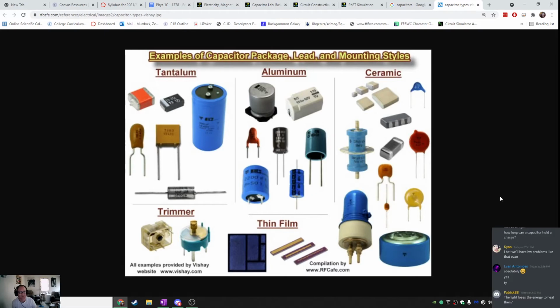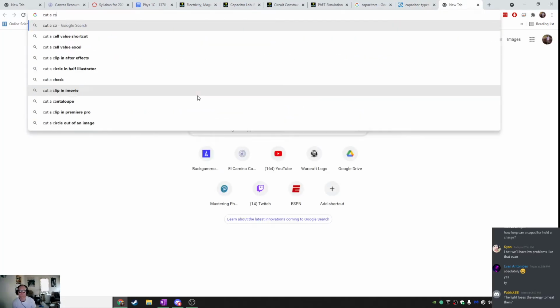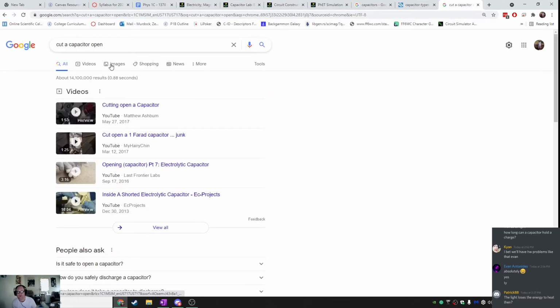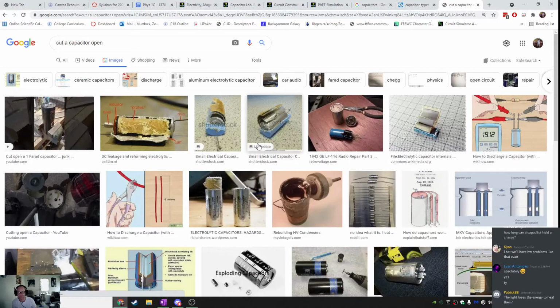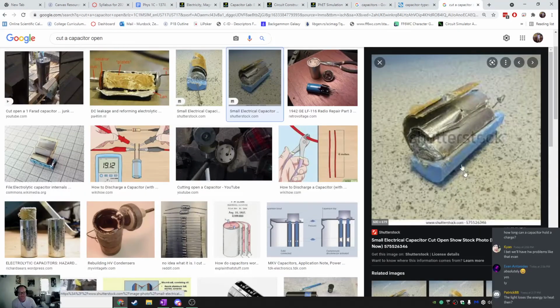Okay, so different types of capacitors. There are these ceramic types, which just look like this. The most common type that you're going to see in the laboratory looks more like this right here or this right here, where you have a cylindrical tube. And if you cut one of these open, then what you're going to see on the inside is something like this.